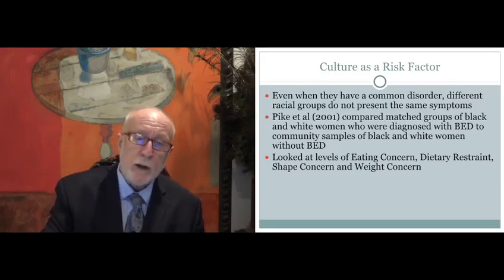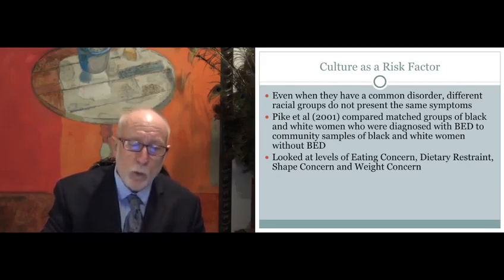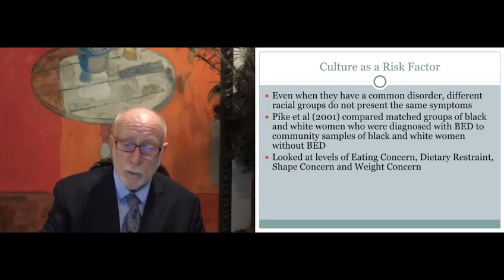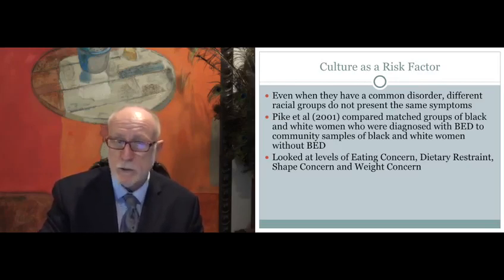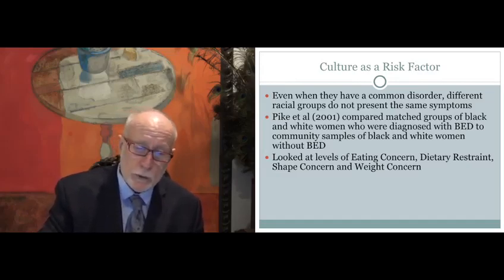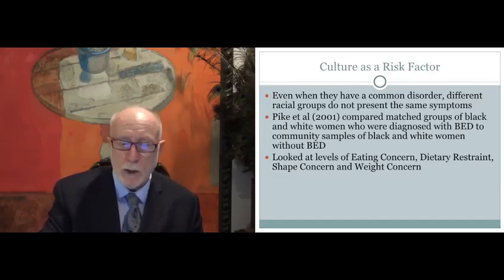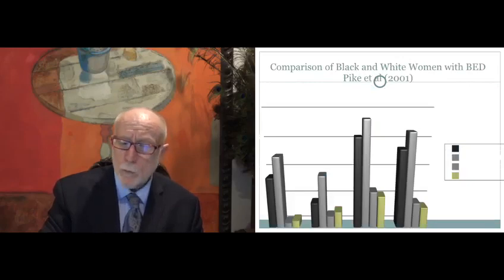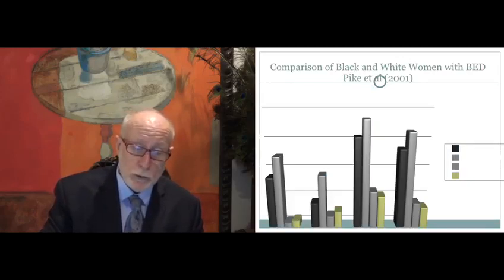And what they did is they looked at the level of sub-features or qualities of problematic eating. They looked at levels of eating concern, the extent to which they were concerned about what they were eating, dietary restraint, that's individuals who are trying to keep from eating, they have a chronic dietary consciousness and are trying to restrict their food intake and diet, and then also shape concern and weight concern. So these are a set of different kinds of subclinical attitudes toward food, if you will. And we're just going to compare the black sample and white sample, who do and do not have binge eating disorder, along those four sets of eating-related dimensions.